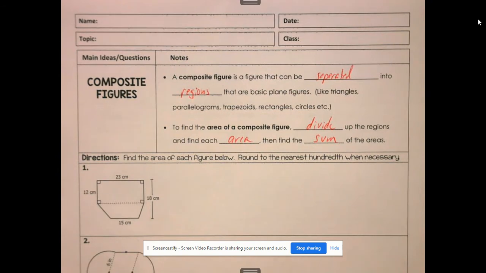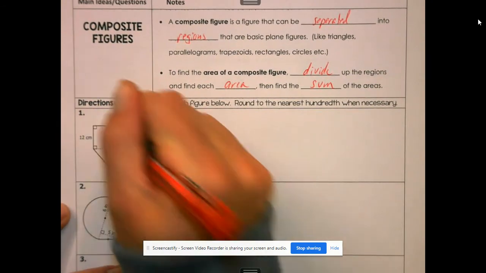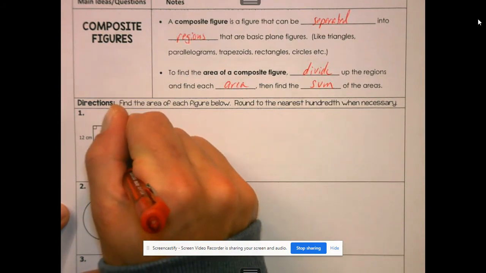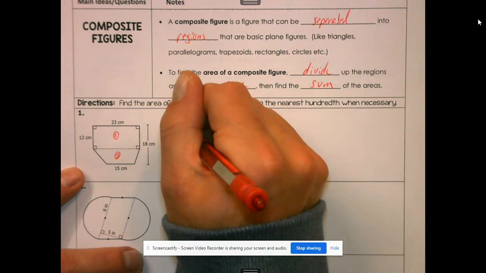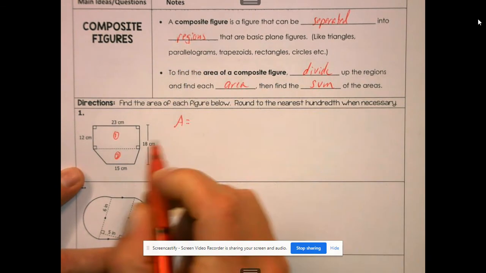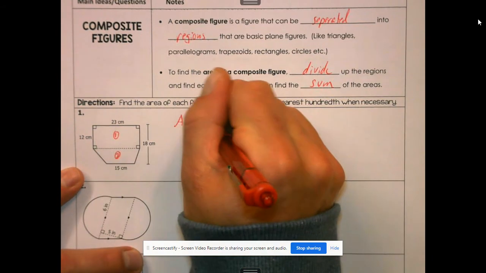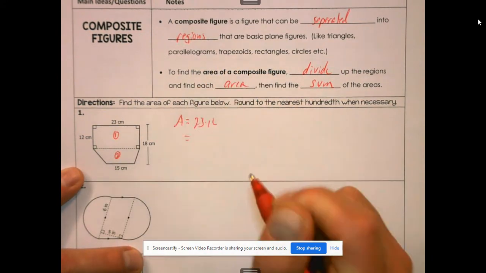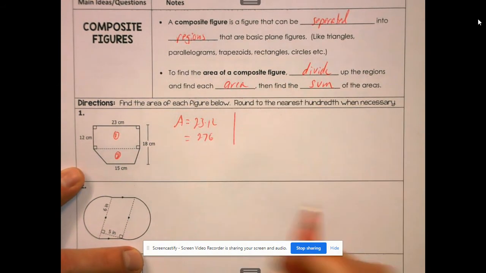All right. So if I look at number one here, I've got two figures. I've got a rectangle, we'll call area one, and a trapezoid, we'll call area two. So we'll find the area of each. I'll do the rectangle first. Remember, it's just base times height, length times width, 23 times 12. That comes out to be 276. Now we'll do the area of the trapezoid.